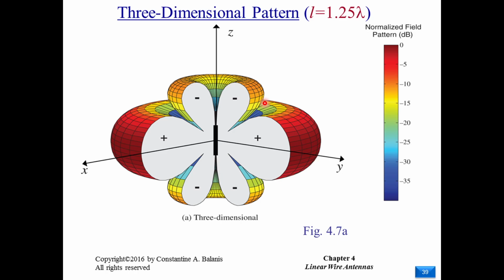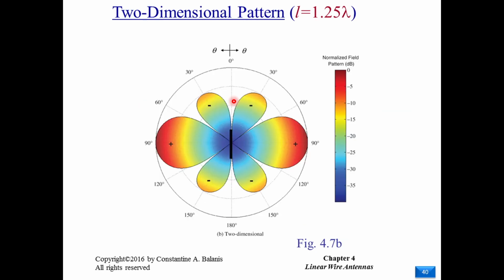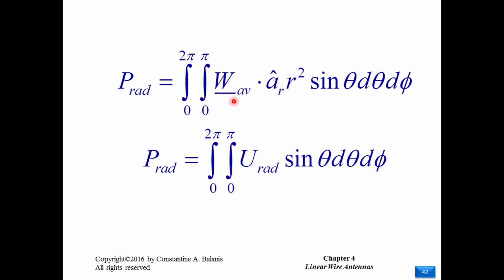When we go for lengths larger than lambda, we start to see secondary loops or side loops. Yes, the antenna is becoming more directive, but the power is oriented in more loops, and also the field of course switches its direction after the main loop. So this is the same thing in 2D.